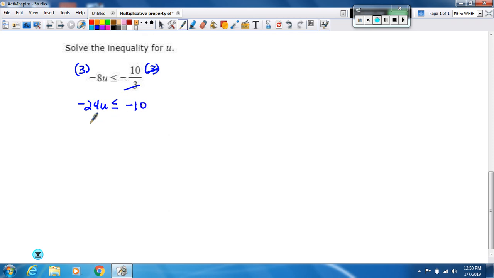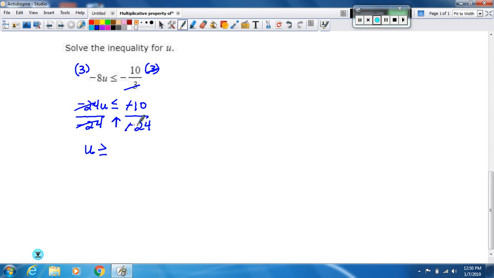Negative 24 times u, the opposite of times is divide. I'm going to divide both sides by negative 24, but since I'm dividing by a negative number, that inequality is going to have to flip in my final answer. Top cancels with bottom, u, it's not going to be a less than answer, it's going to be a greater than or equal to answer.